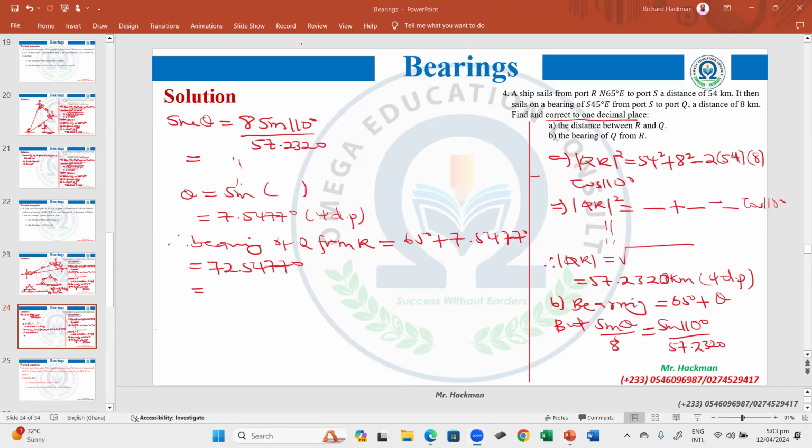Is it 65 plus 7? So I'm right. So that gives us, to 1 dp, 72.5 degrees. Then you write 1 dp.